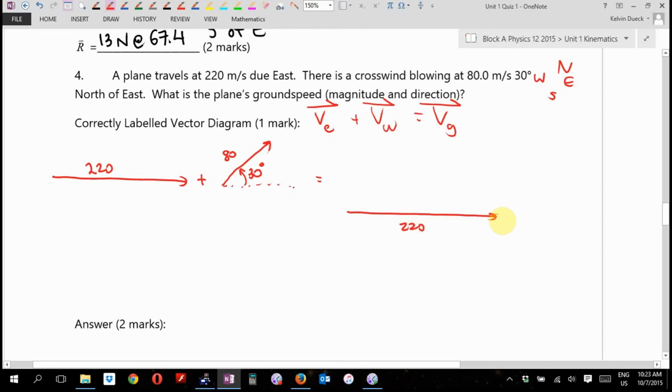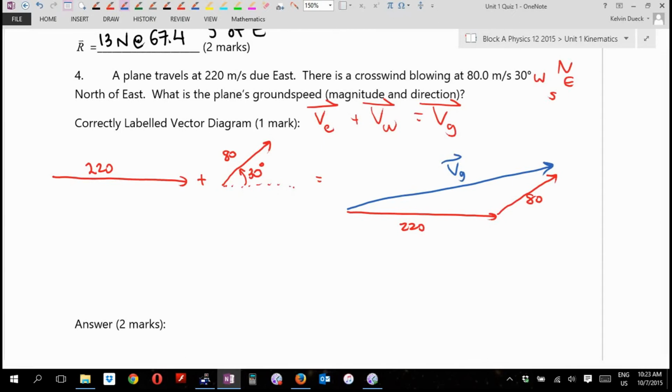220, 80. Seems to me the resultant is that. I will give you a half mark for that. To get a full mark for the diagram, you have to have that angle. Now, here's the problem. They didn't give me that angle. They told me that this angle here was 30 degrees.